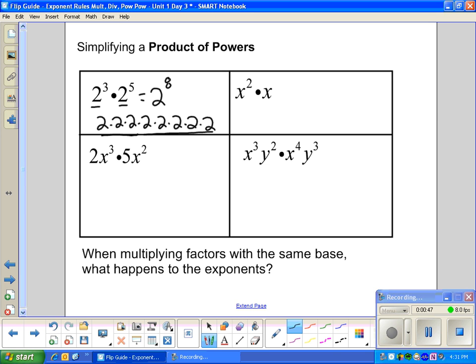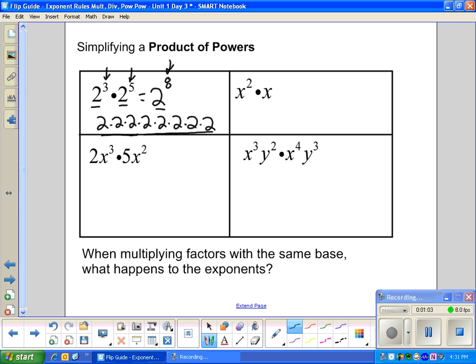Okay? What I want you to notice is that the base stayed the same, but the exponent is really the sum of 3 and 5, because 3 plus 5 equals 8. You can see how that works.